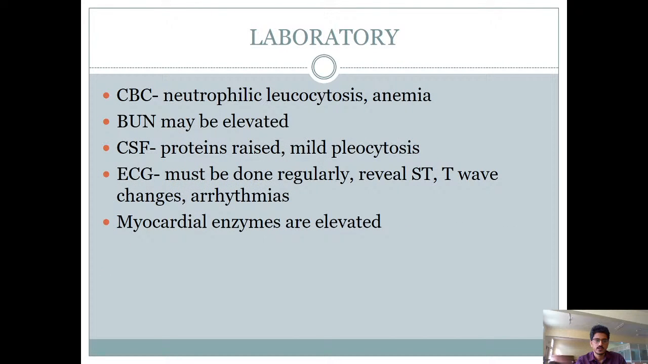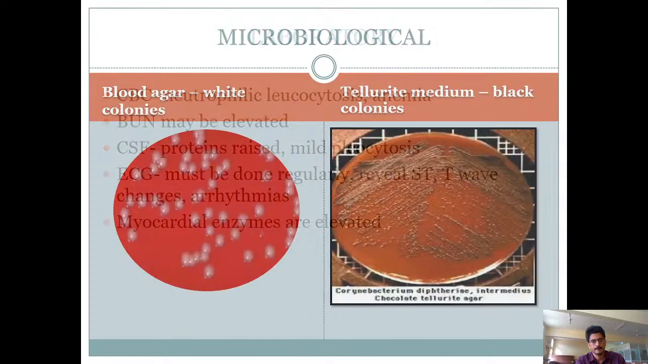So the laboratory features: the complete picture shows neutrophilic leukocytosis and anemia. Blood urea nitrogen may be elevated because of involvement of the renal system, and CSF proteins can be raised, with mild pleocytosis. ECG must be done regularly to look for ST and T wave changes and arrhythmias, because the child can have arrhythmias, conduction defects, and myocardial enzymes are elevated because of myocarditis.